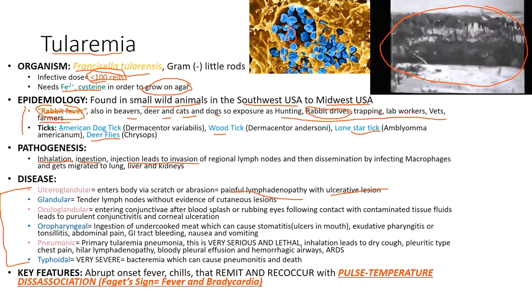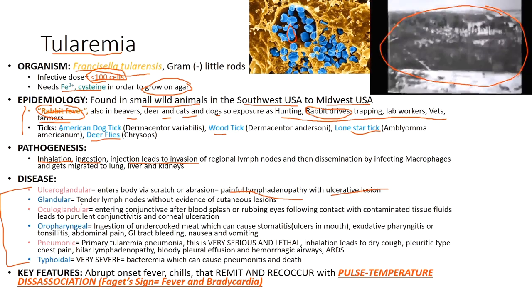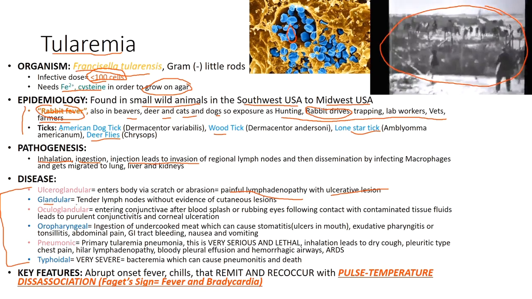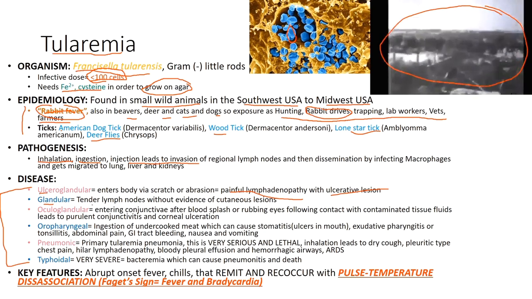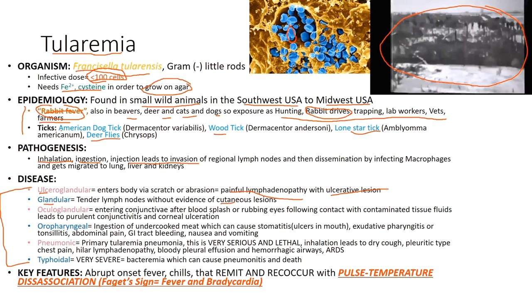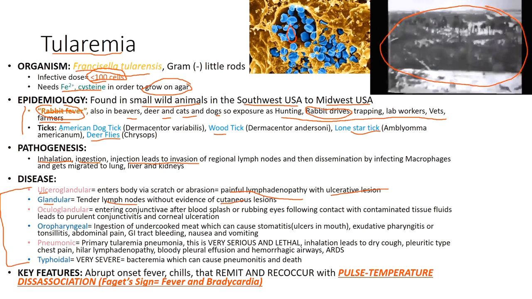lymphadenopathy and an ulcerative lesion. That's usually not problematic and your immune system usually fights it off. Glandular, however, does not have ulcers. It's pretty much the same thing as that, so no cutaneous lesions, but tender lymph nodes.